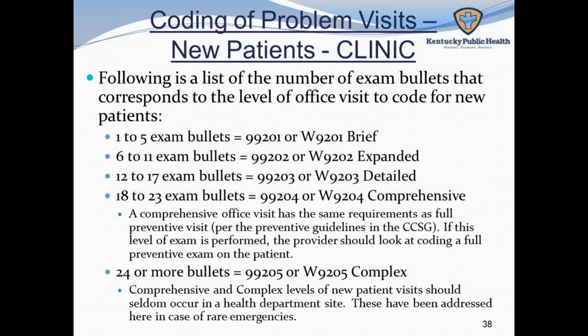Okay, now that I have gone over with you exactly how you're going to look at your coding for new patients, I'm also going to tell you how to code it, because it's pretty specific in the AMA guidelines on the level of coding for new patients. It lists out 1 to 5 exam bullets is going to be a brief. 6 to 11 is your expanded. 12 to 17 is going to be your detailed. Then 18 to 23 is comprehensive, and 24 or more bullets is going to be your complex.